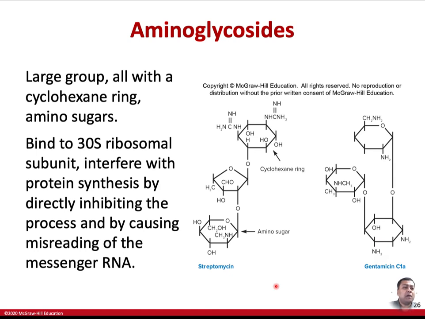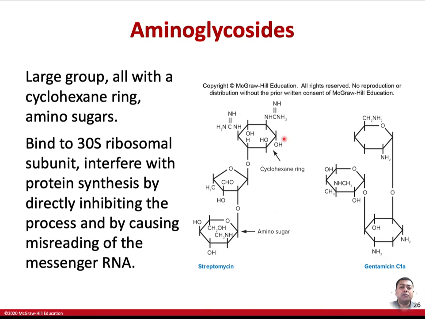The aminoglycosides are a large group, all with a cyclohexane ring. Right here you can see a cyclohexane ring, which is attached to amino sugars. You can see an amino sugar right here, and another amino sugar. They bind to the 30S ribosomal subunit and interfere with protein synthesis, and the way they do it is by causing the misreading of the messenger RNA by the ribosome.